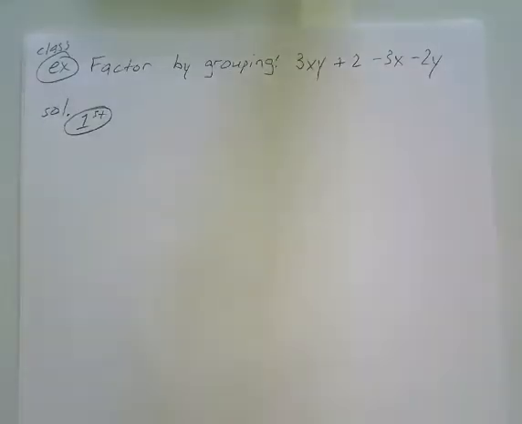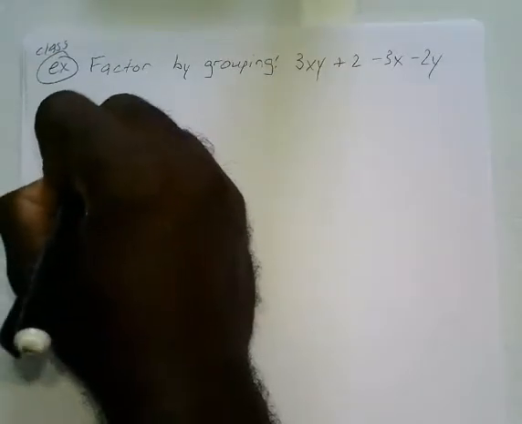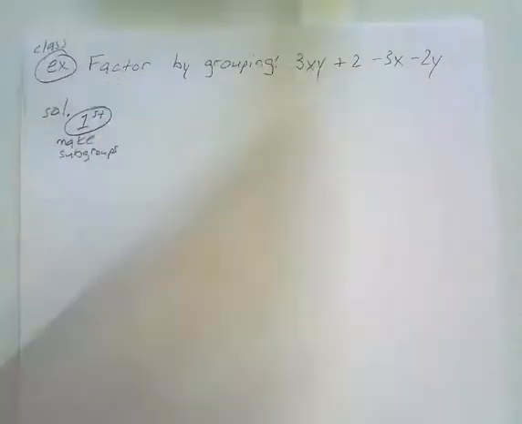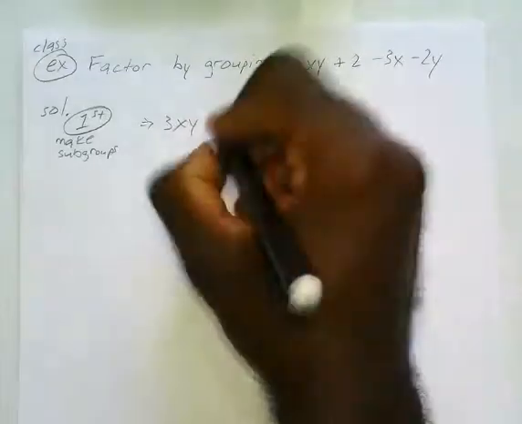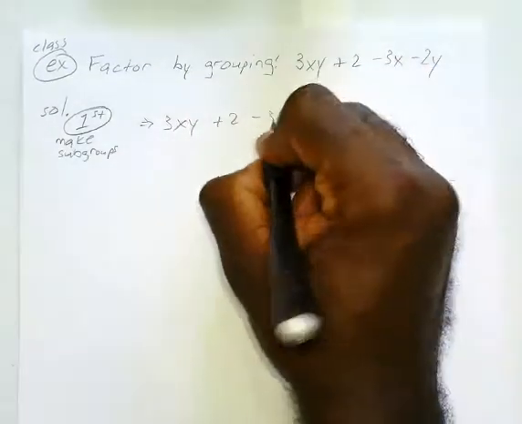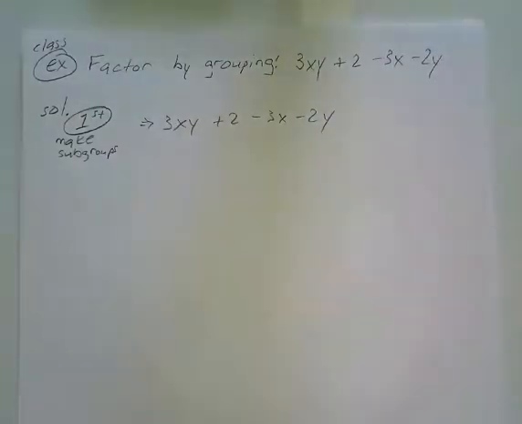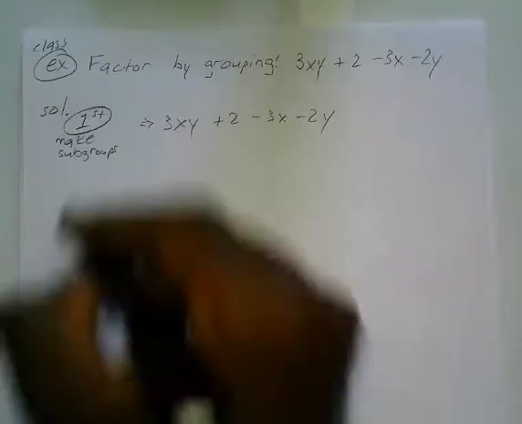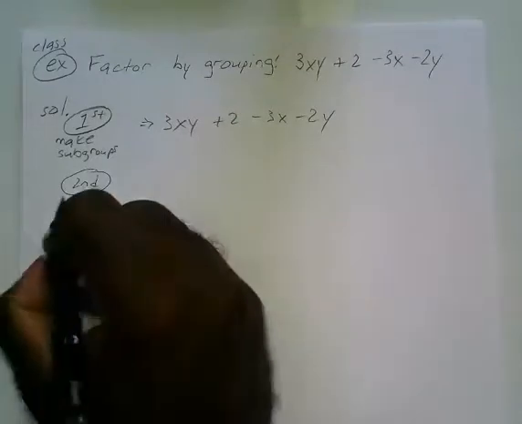So if you ran into a problem like this, you'll see how it looks to solve it. Okay, so we make our subgroups. Okay, so we have 3xy plus 2 minus 3x minus 2y. All right, so our second step, we factor both.